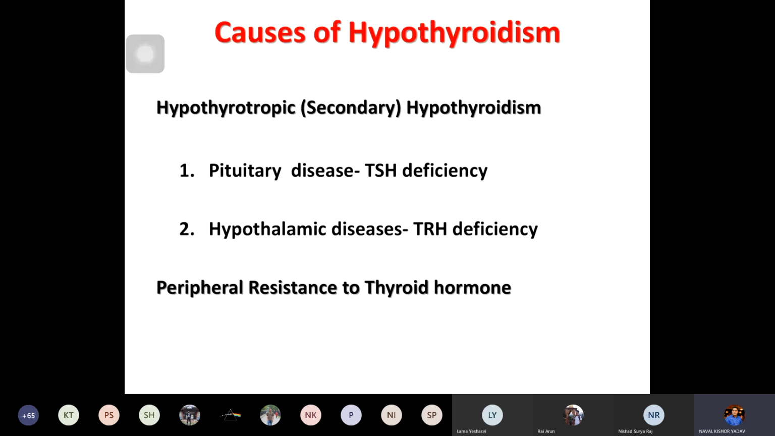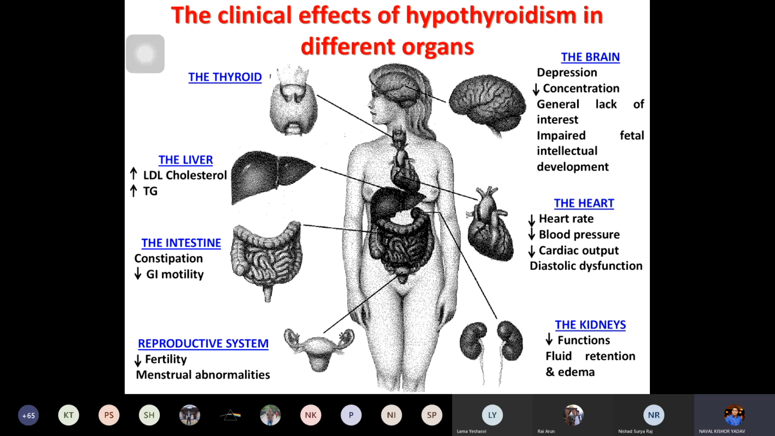Now come to secondary hypothyroidism, which is related to causes other than the thyroid glands. You can see pituitary disease and hypothalamic diseases. TSH deficiency you can see in pituitary diseases, and in hypothalamic diseases you have TRH deficiency, and that leads to secondary hypothyroidism. Also peripheral resistance to the thyroid hormones. So this is all regarding the causes of primary and secondary hypothyroidism. Now you can see here the clinical effects of hypothyroidism in the different organs.